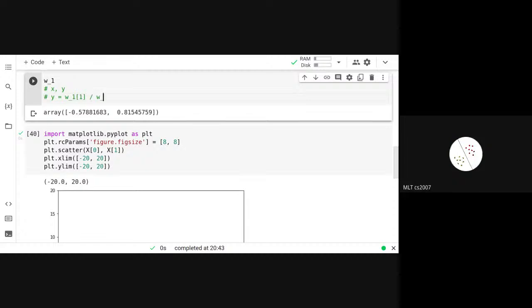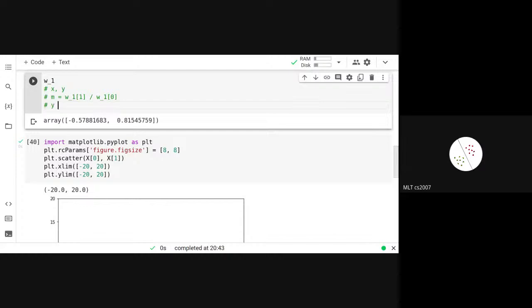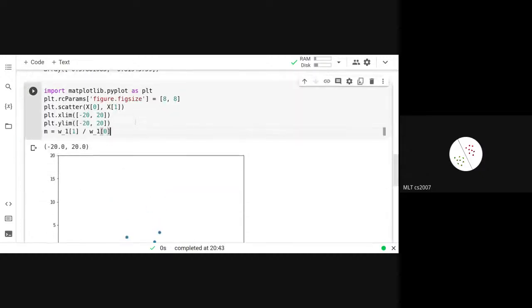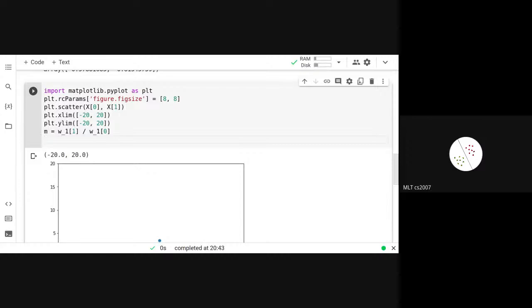W of 1 divided by W of 0. Okay, that is correct. So W of 1 divided by W of 0, that is the y coordinate by the x coordinate, right? This is m. Okay, so y equal to mx. I'll first compute this m here. So this will be my m.